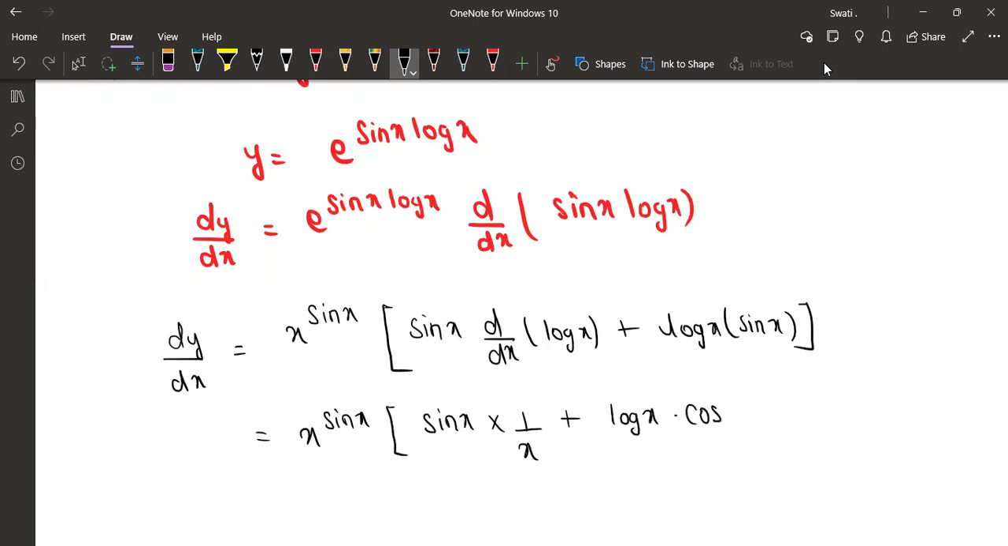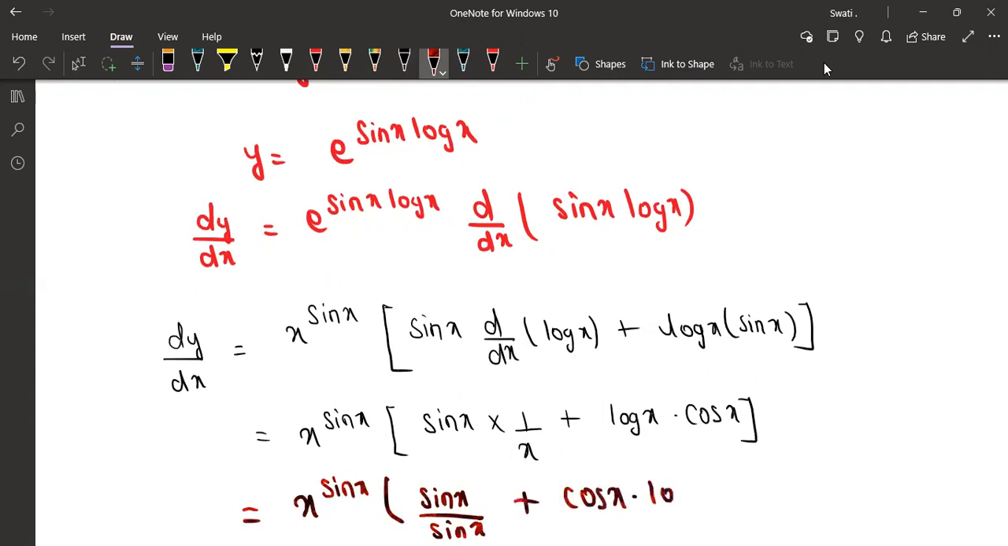So again, here I have used two formulas in this particular step: the derivative of log x, so make sure you are writing it on the other side, and derivative of sine x, that is cos x, so that also you are writing on the other side. So therefore, the final answer we are getting is x raised to sine x, in bracket, sine x over x plus cos x into log x, or log x into cos x, whatever you want to write down. And this is our final answer. So this is the value of dy dx.